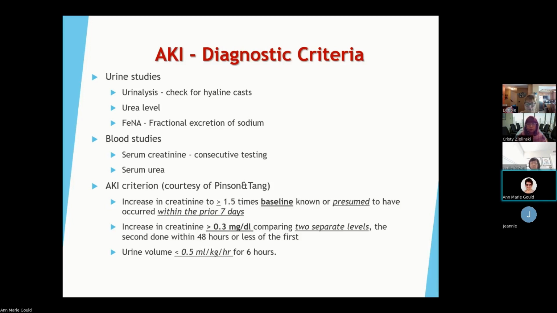If they're in ICU and they're monitoring their urine output every hour, you can definitely calculate that based on the treatment to kilogram per hour. So that's helpful when they're in ICU. They're really sick.